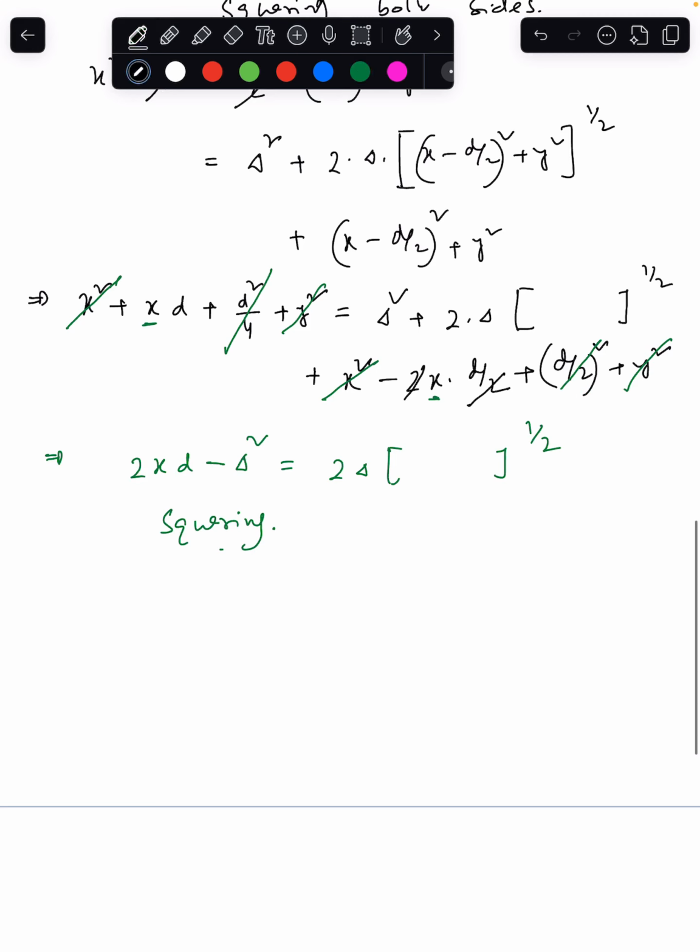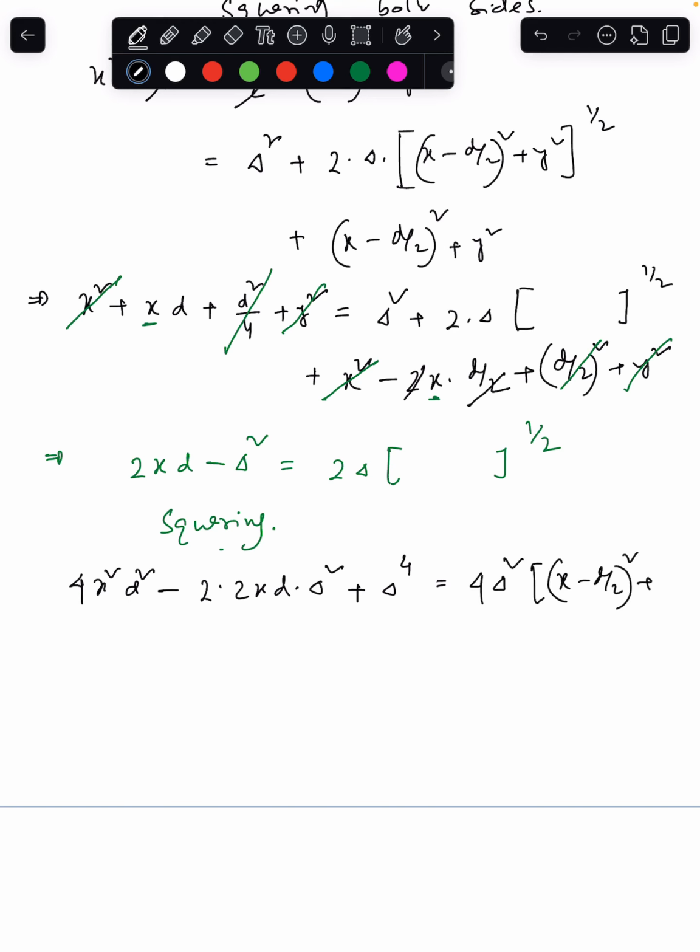So if we square once again, we are going to get 4x square d square minus 2 into 2xd into delta square plus delta to the power 4 is equal to 4 delta square into (x minus d by 2) whole square plus y square. Open up the bracket: 4x square d square minus 4xd delta square plus delta to the power 4, and delta square inside the bracket. What are we going to get?